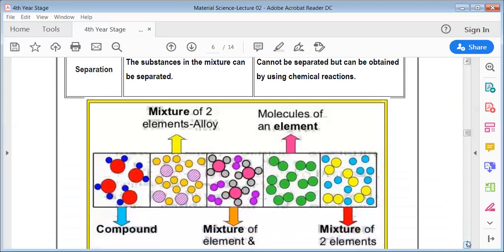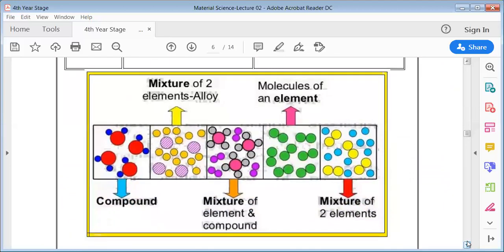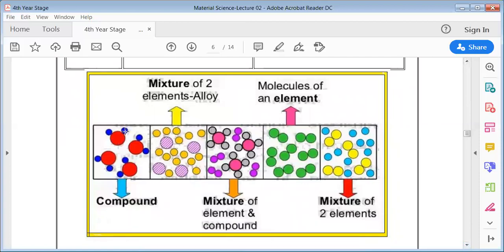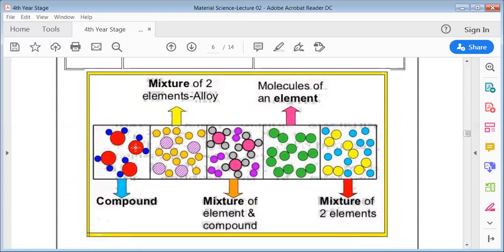I think we did this before. If you look at this example, I think this is a good diagram showing you the difference. If you go far left, look at this one, you have two different atoms combined with each other and all are the same. This is the same as this one, and this one is the same as this one, and this one is the same as this one. So this is a compound, not a mixture. This is a compound, this is a compound, this is a compound, this is a compound.